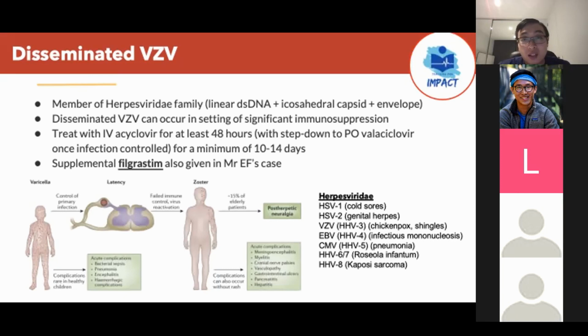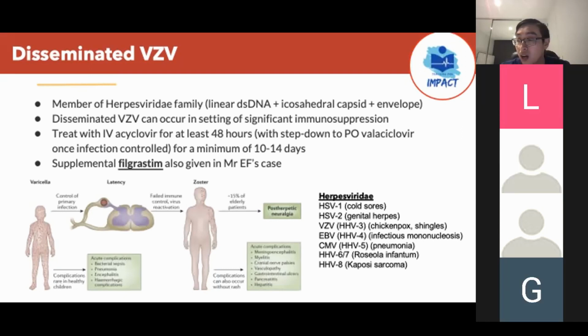So that's the definitive therapy for disseminated VZV. In this patient's case, this patient also had subcut injections of filgrastim to help with the infection. Does anyone know what filgrastim is?